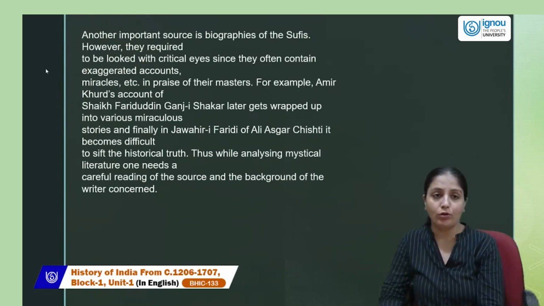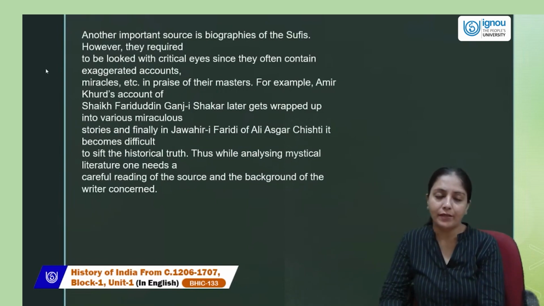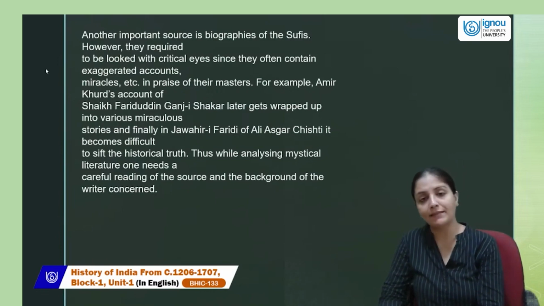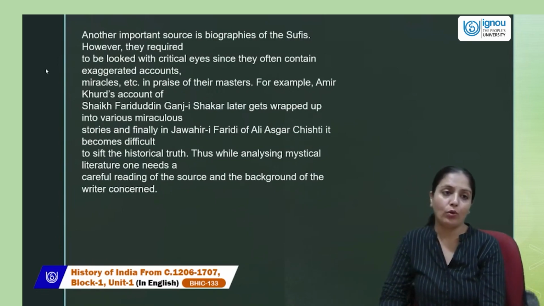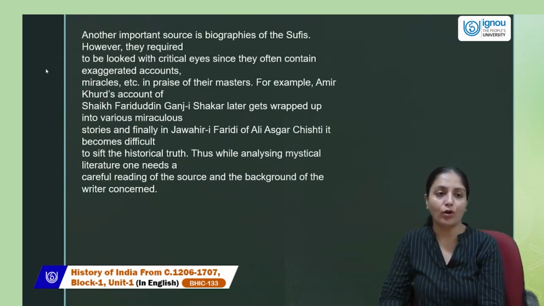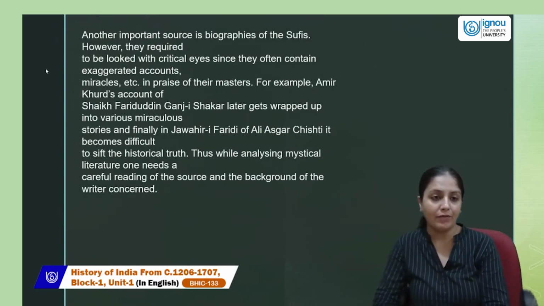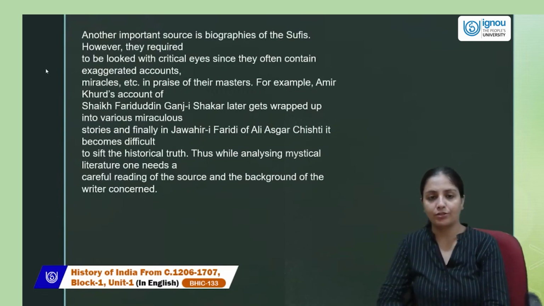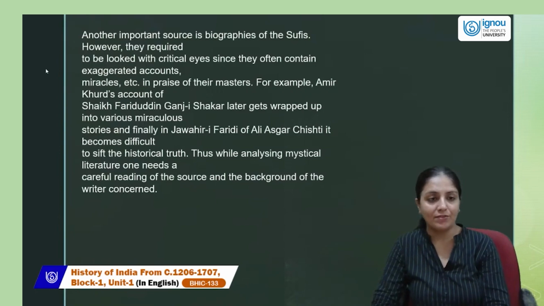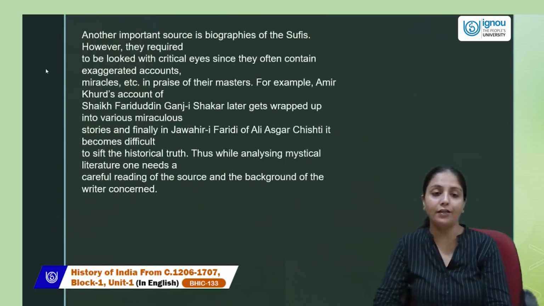However, they need to be looked at with critical eyes since they often contain exaggerated accounts, miracles, etc. in praise of their masters. For example, Amir Khurd's account of Sheikh Fariduddin Ganj-e-Shakar later gets wrapped up in various miraculous stories. And finally, in Jawahir-e-Faridi of Ali Asghar Chishti, it becomes difficult to sift the historical truth. That's why, while analyzing mystical literature, one needs a careful reading of the source and the background of the writer concerned.